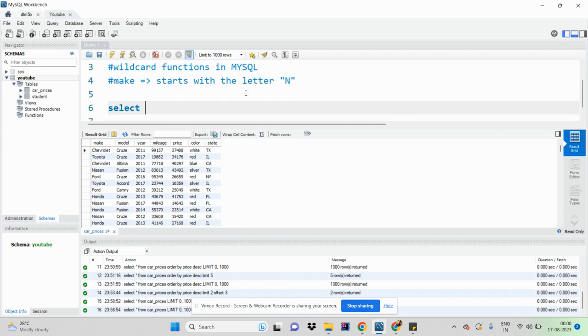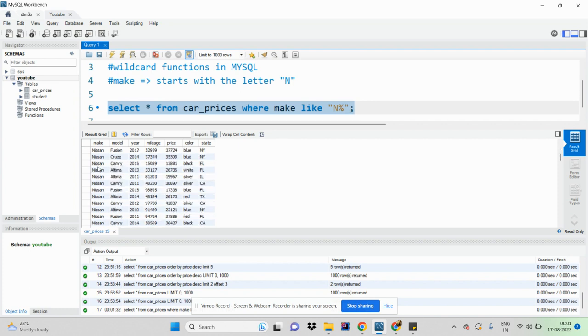For example, select star from car prices where make like. You want to filter the make which starts with N, so you give like. The starting letter has to be N, and after that you can give a percentage. What is the meaning of this? The starting letter is N, and after that it can be any characters, of any length. If I execute this line, I am able to get only the makes which start with N.